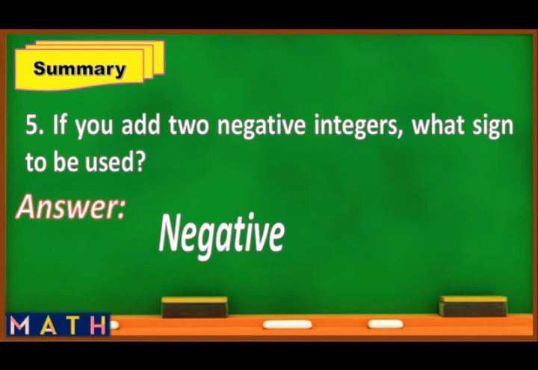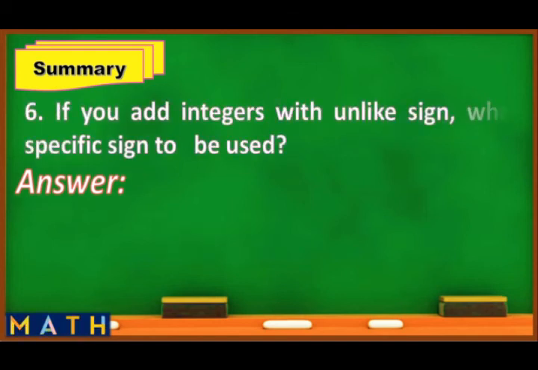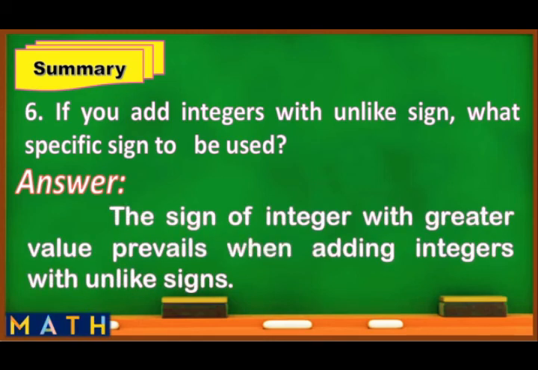For question number 6, if you add integers with unlike sign, what specific sign is to be used? Very good! The sign of the integer with greater value prevails when adding integers with unlike signs.